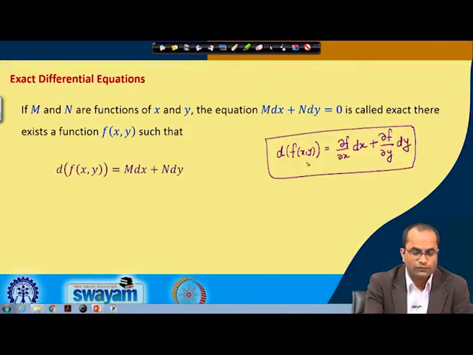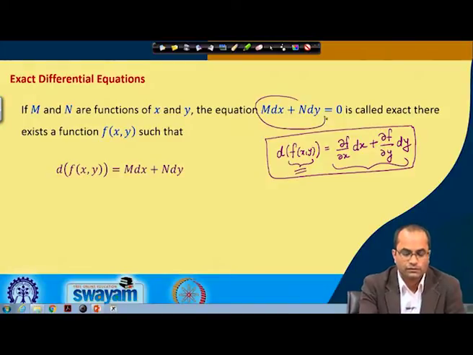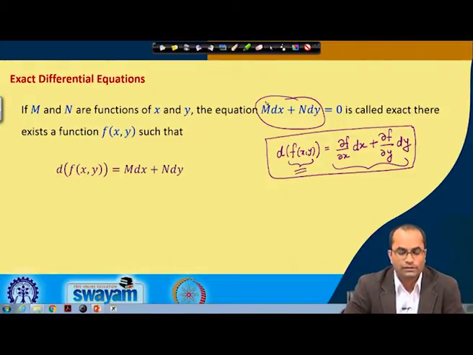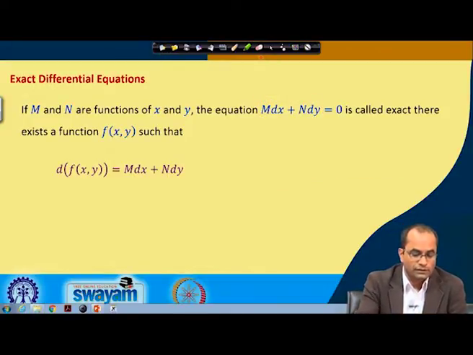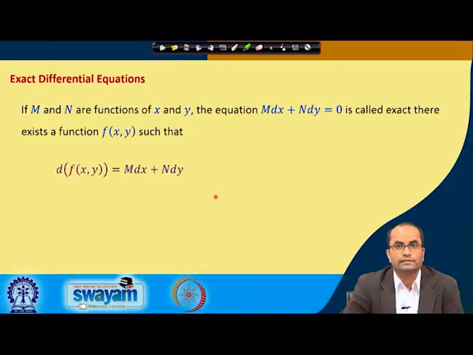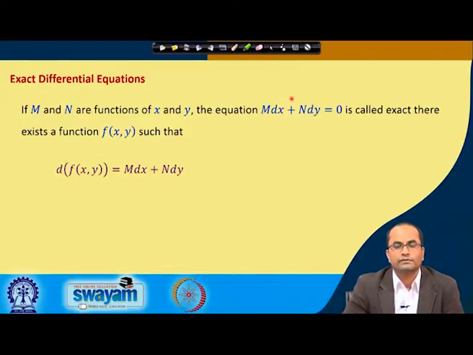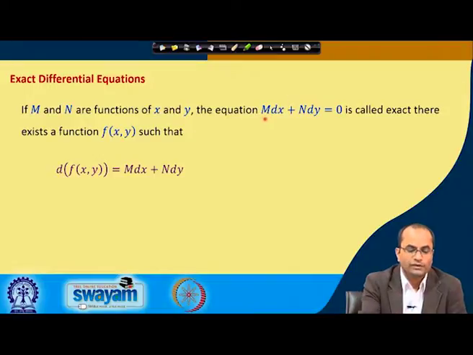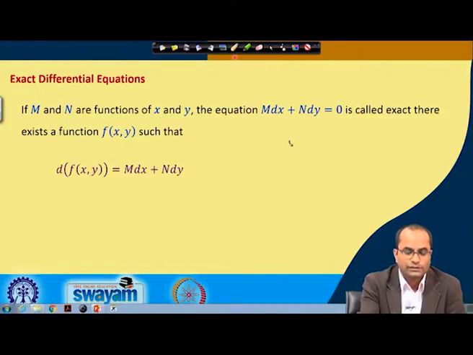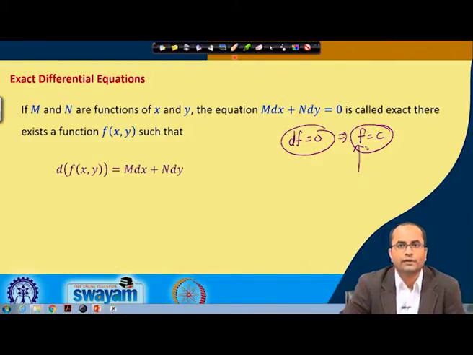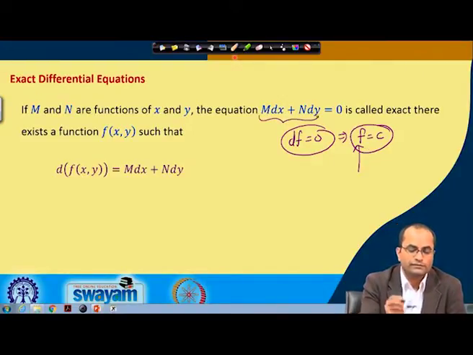So, what are we looking for now? We are looking for a function f whose differential is exactly the left hand side of this differential equation, and then we call the equation an exact differential equation, because it is exactly the differential of some function. Once we find such a function, the integration is very easy, because the differential of f is equal to 0, and then the solution will be f equal to a constant. So, the main job is to find this function f whose differential is exactly the given differential equation.